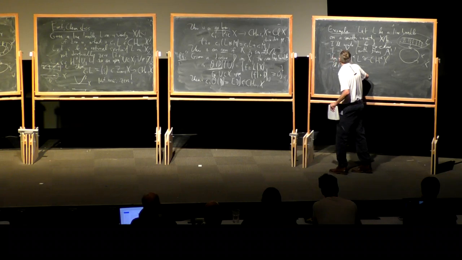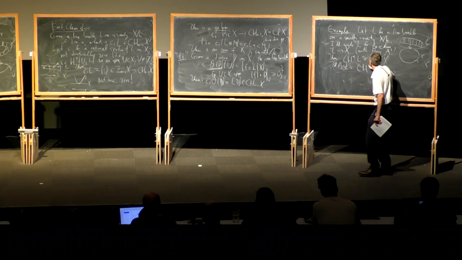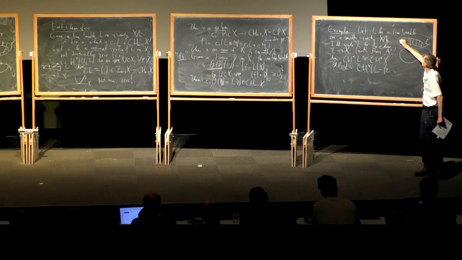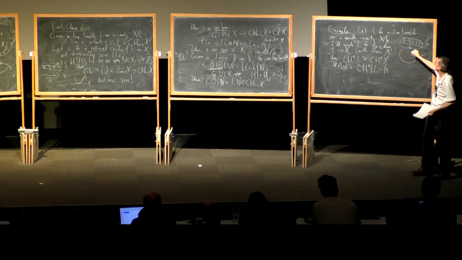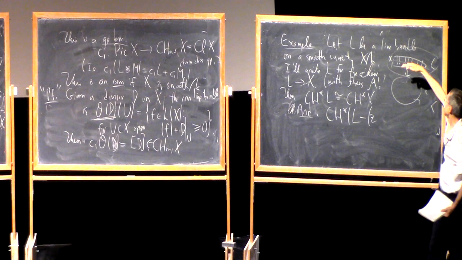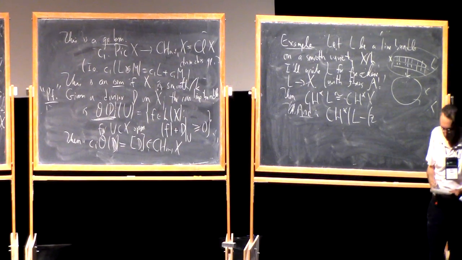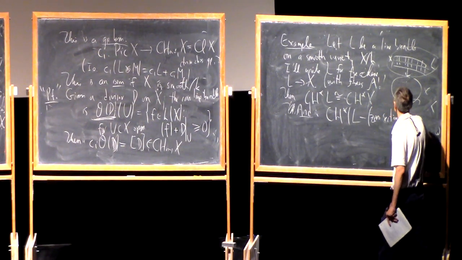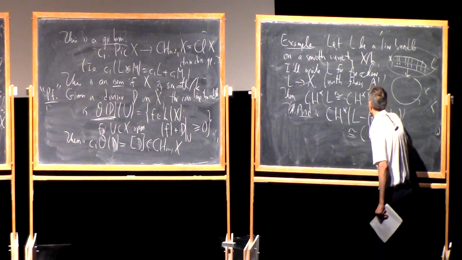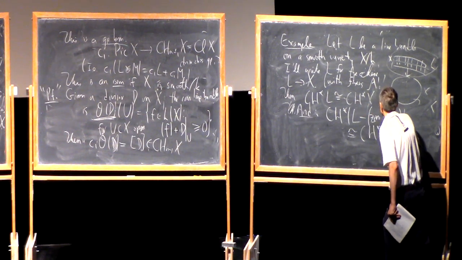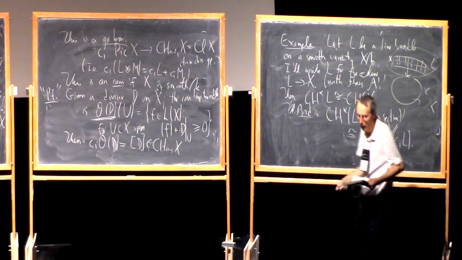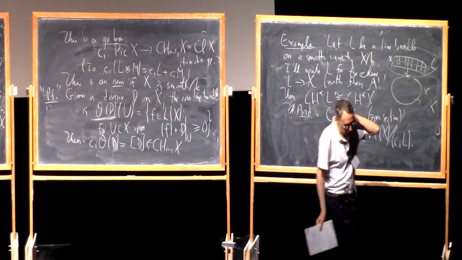I want to now add the fact that the Chow ring of L minus the zero section, so I hope it's clear, right? The zero section is a subvariety that's isomorphic to X, where these are the zero point in each of these fibers, is isomorphic to the Chow ring of X modulo the first Chern class of L. Okay. You just set this one class, the first Chern class of the line bundle, to zero.